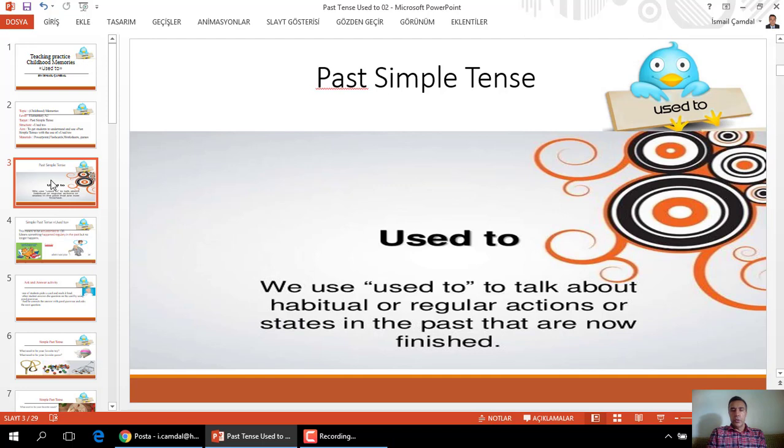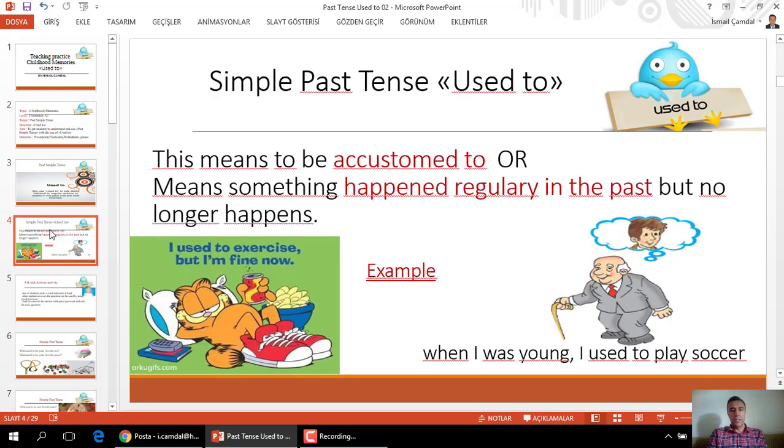Used to is used to talk about habitual or regular actions or states in the past that are now finished. This means something happened regularly in the past but no longer happens. For example, I used to exercise, but I'm fine now. When I was young, I used to play soccer.